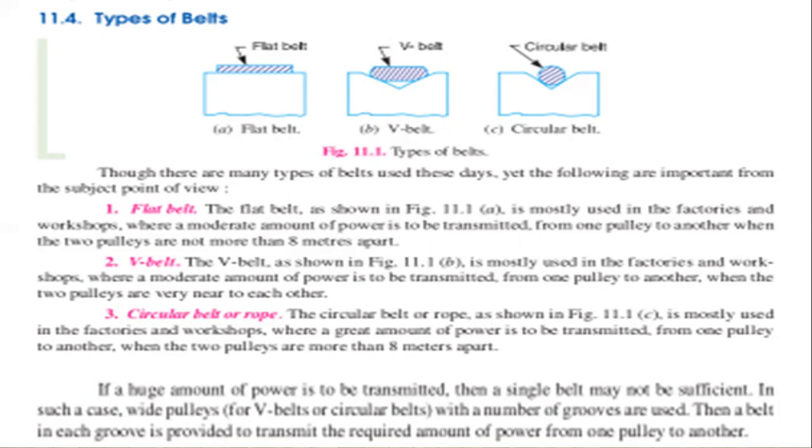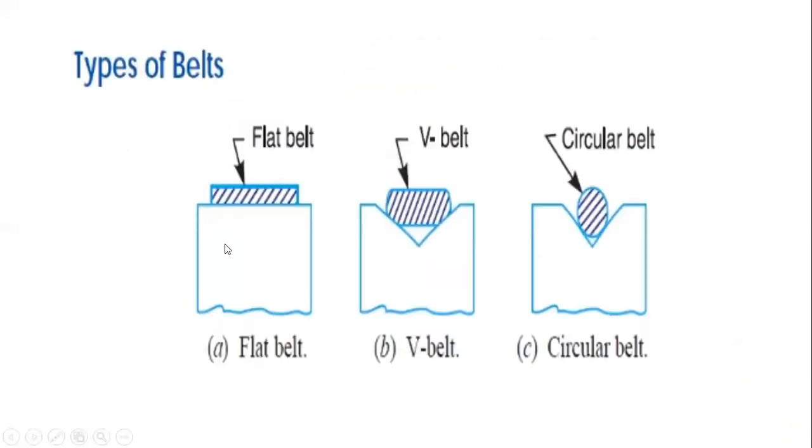In that, the first one is the flat belt drive. You can see it in the picture also. This is the flat belt drive. This is the work pulley on which you are going to fix the belt drive, and this is the flat belt. It is of rectangular shape.